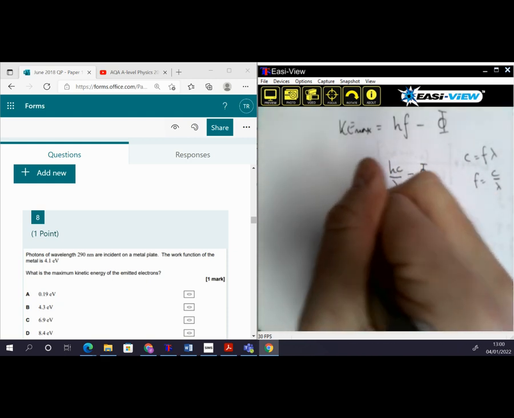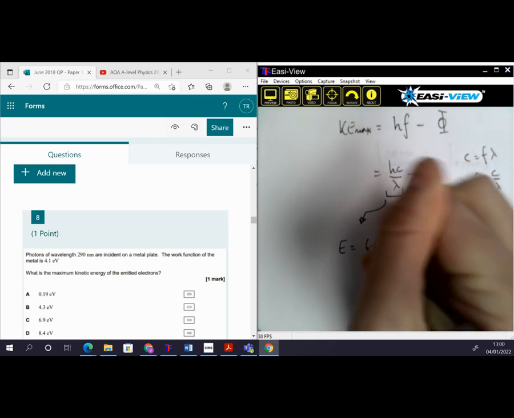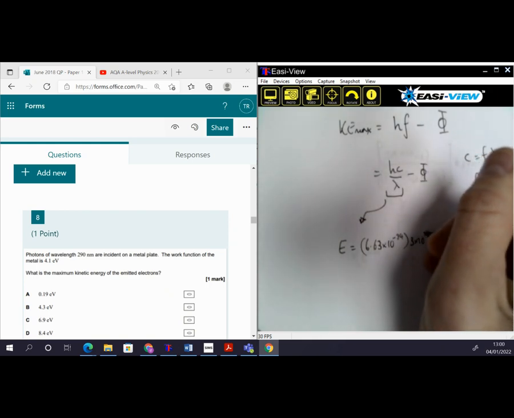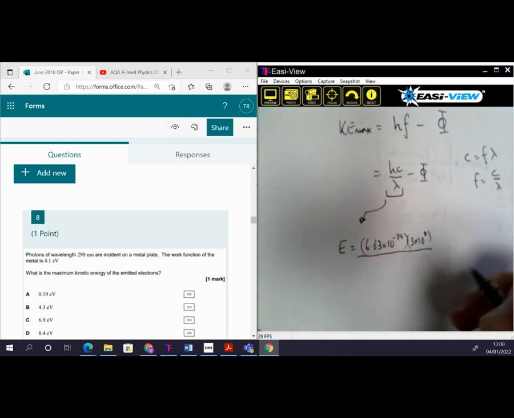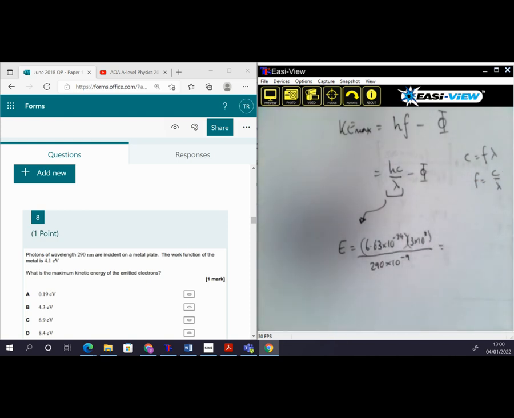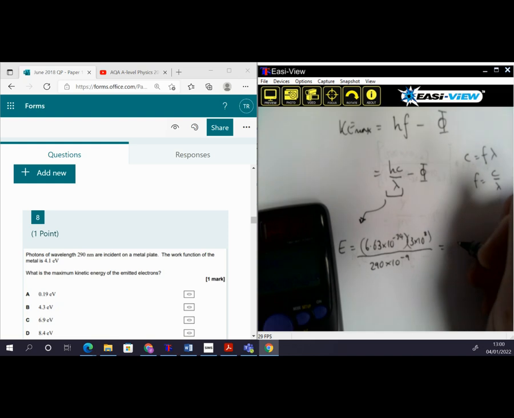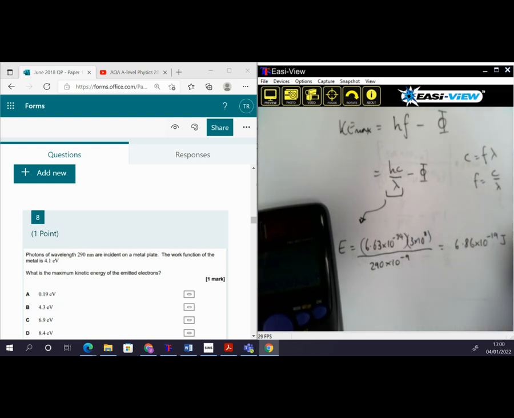So the energy available from the photon: 6.63 times 10 to the negative 34, Planck's constant, multiplied by the speed of light, 3 times 10 to the 8, all divided by this 290 times 10 to the negative 9. And we'll calculate that and get what that is, it's going to be in joules. So 6.63 times 10 to the negative 34 times 3 times 10 to the 8, all divided by 290 times 10 to the negative 9, will give me 6.86 times 10 to the negative 19 joules.